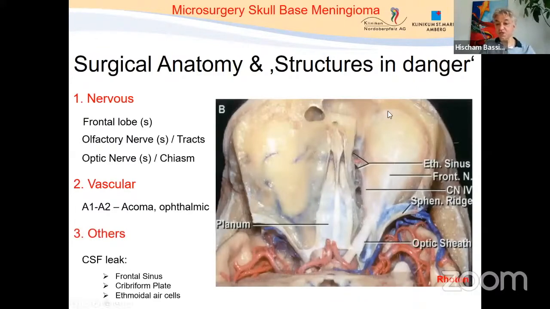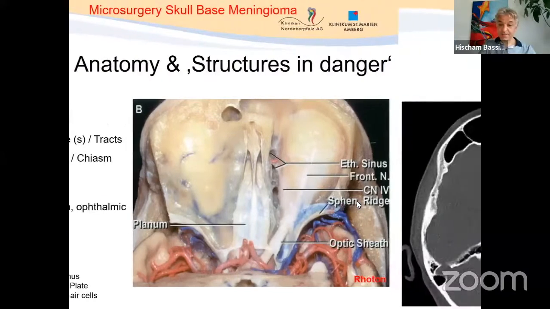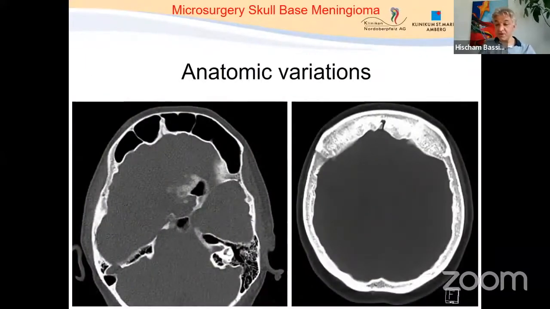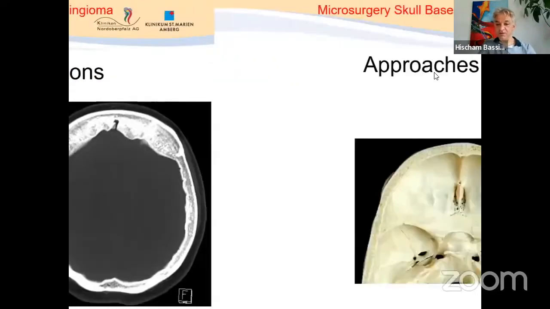Other structures which are nevertheless important are the sinuses, the frontal sinus particularly, the cribriform plate, and of course also the ethmoidal air cells. You have to consider anatomical variants, for example, a huge aeration of the frontal sinus, and also a very thick bone. Both of these patients had olfactory groove meningiomas, and you have to deal with these anatomical variants.